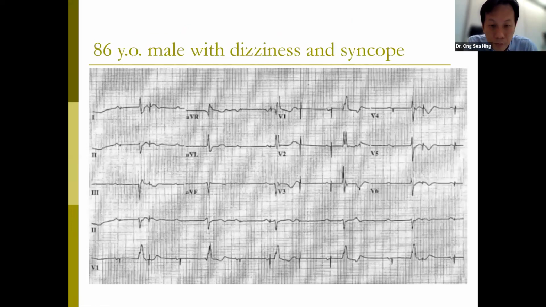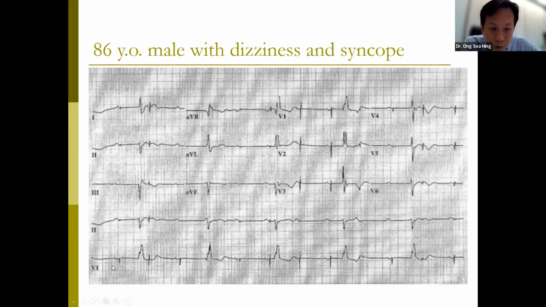Okay. This next patient, 86-year-old gentleman with dizziness and syncope. Look at the ECG. There are a few things that you note. One, you see the QRS complex is broad and is slow. Okay, so it is bradycardic. QRS complex is regular and slow. And when you see a very slow, regular, complex QRS, you have to think about complete heart block.